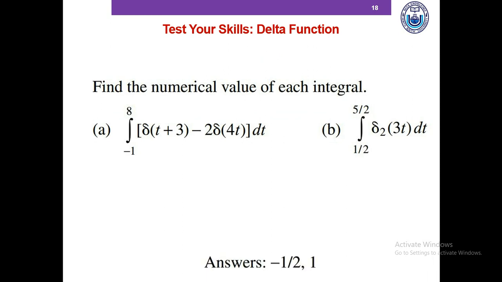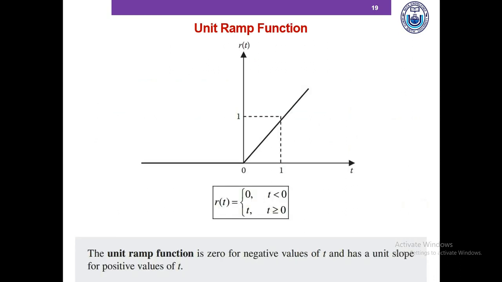So hopefully you've been able to solve this problem. We move on to our next signal model, the unit ramp function. The unit ramp function is equal to 0 for t less than 0, just like the step function, but for t greater than or equal to 0, r of t, the ramp function here, is equal to t. So it's basically a straight line for t greater than or equal to 0, and the slope of the straight line is 1.